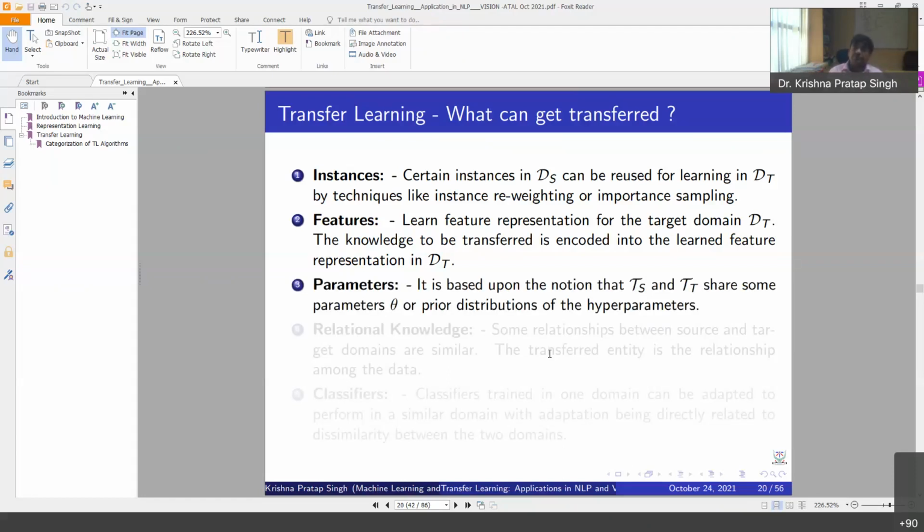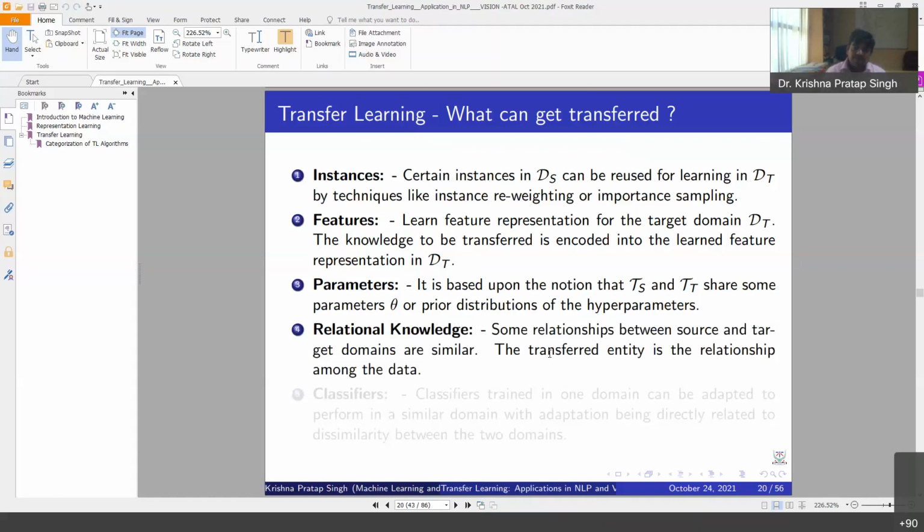Another is the parameter. What is the parameter? If you know machine learning, in the support vector machine or in any algorithm, there are certain parameters, or weight vectors you can say, of the neural network or logistic regression, which we learn. So one possibility could be: whatever weight values you learn in the source domain, can you use them in the target domain? This is one case, and that's what we do in many fine-tuning cases of a model.